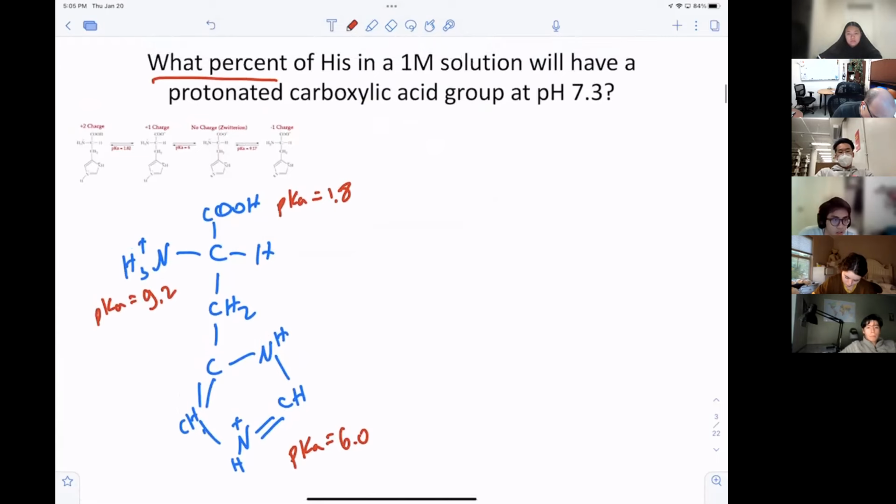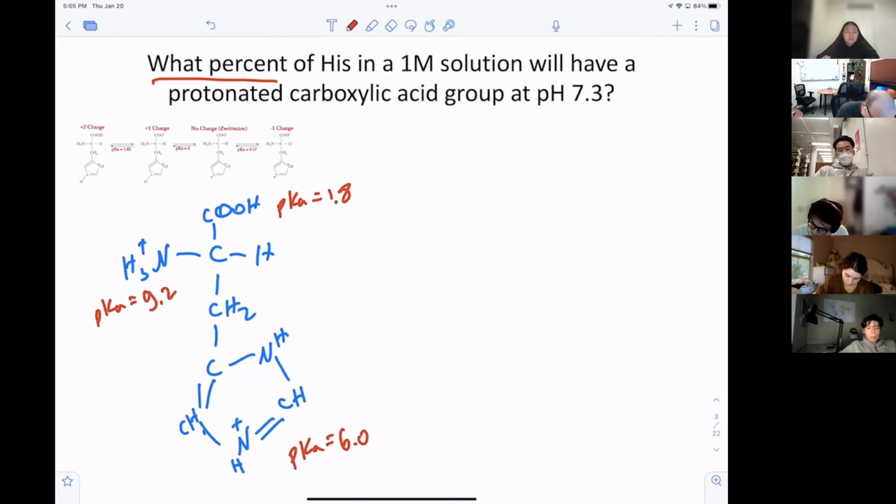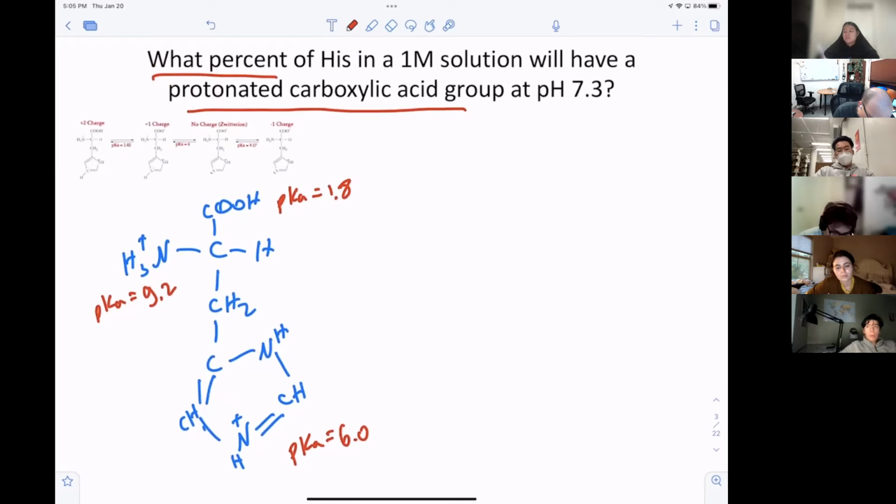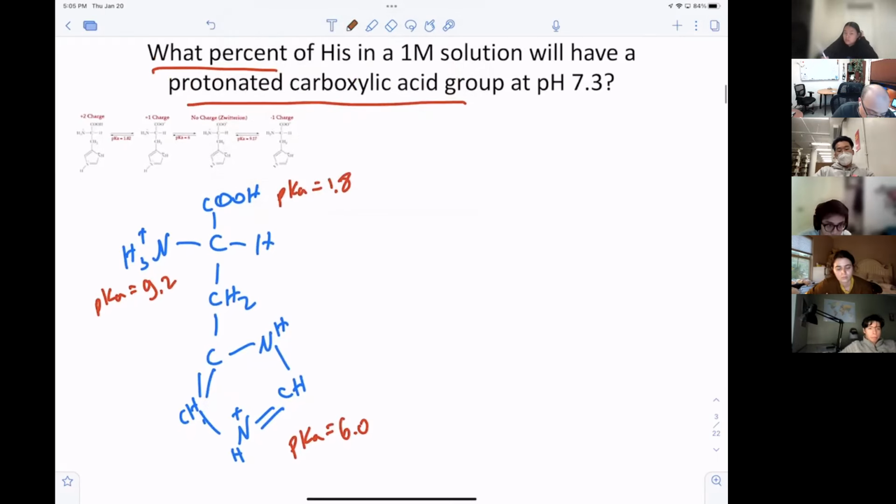So how do I know what percent of histidine in a 1 molar solution, that is only histidine, at pH 7.3, will have the carboxylic group in the protonated state? Sorry, it went totally. What percent of histidine in a 1 molar solution will have a protonated carboxylic acid group at pH 7.3? I'm going to show you the way to solve it, and if you practice it enough, you'll be able to solve all these types of problems. So one option is to do Henderson-Hasselbalch, but the other option is to do this type of table.